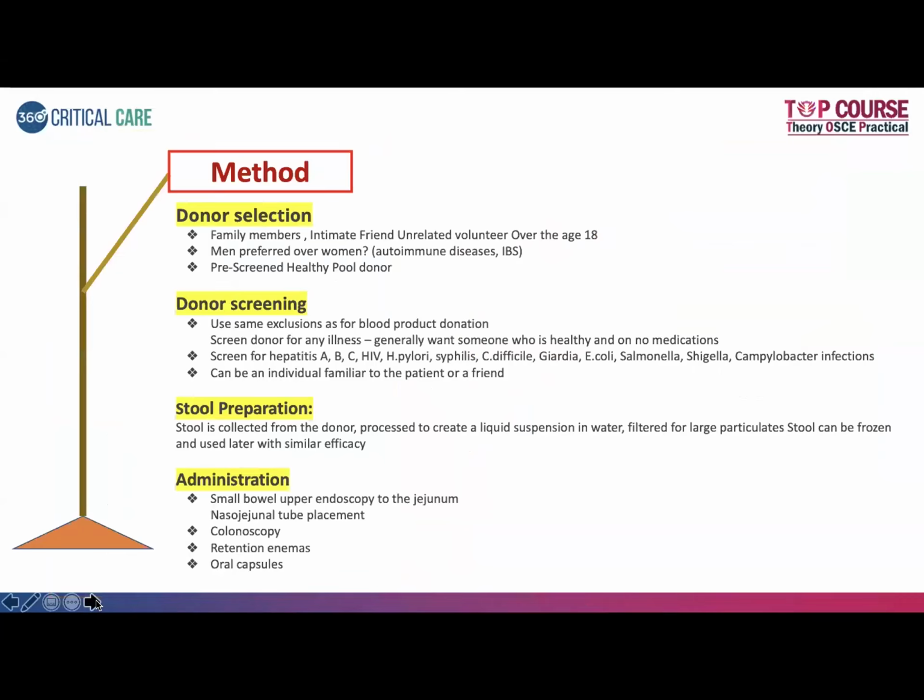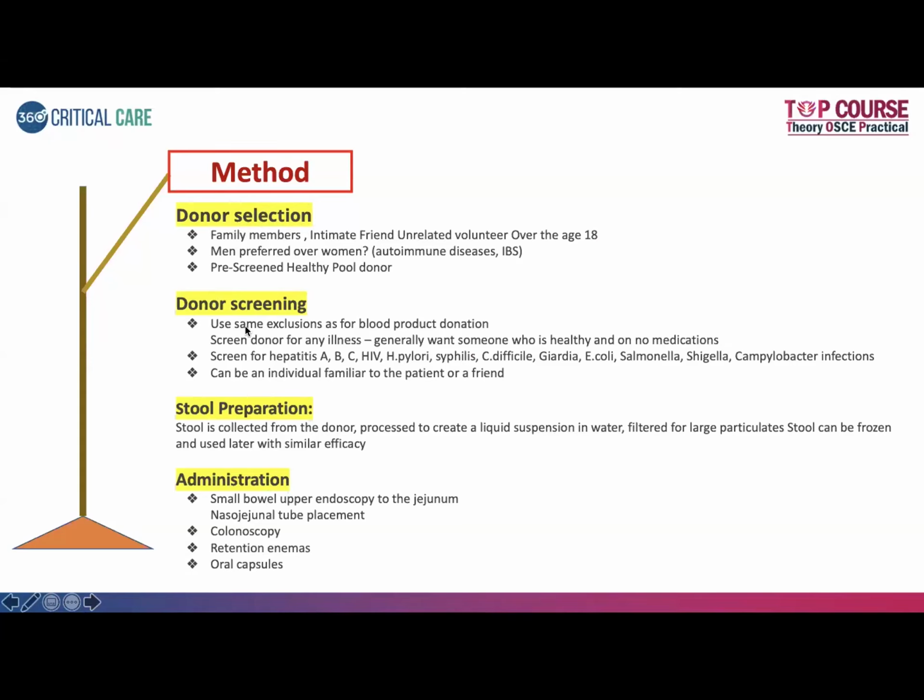So how is it being done? First is donor selection, screening of the donor, then preparation of the stool and administration. These are the 4 steps. First, donor selection. The donor should be either a family member or an intimate friend above the age of 18. Certain diseases are common in women, so men are preferred over women. Then pre-screening of the donor.